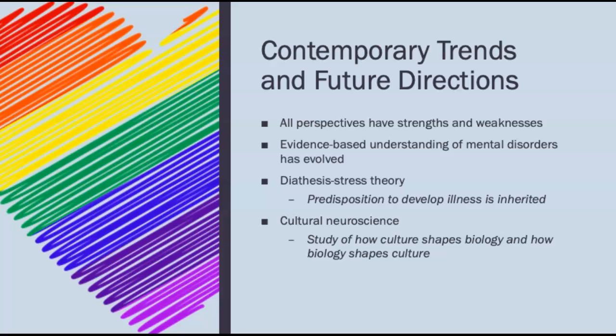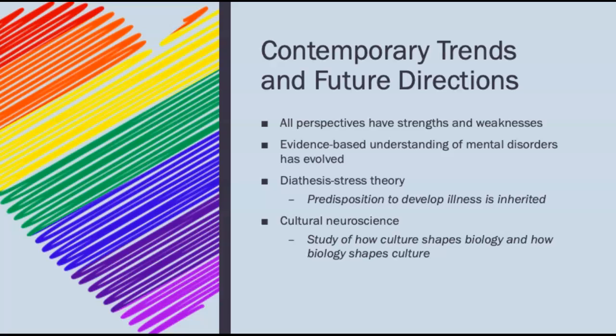Contemporary trends and future directions. So all of these different dimensions and perspectives have strengths and weaknesses. Evidence-based understanding of mental health disorders has evolved and is continuing to evolve. The diathesis stress theory is going to be really, really important to keep in mind and will be something that we come back to throughout this course. And that is the idea that individuals have a predisposition to develop an illness and that predisposition may be inherited, but it's more of a risk factor than it is a causal relationship to developing the mental health disorder, because there are many other factors that come into consideration.